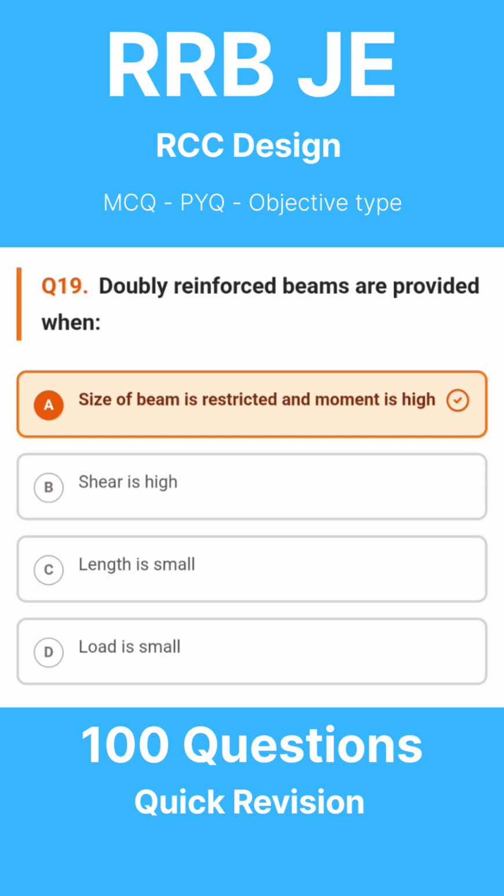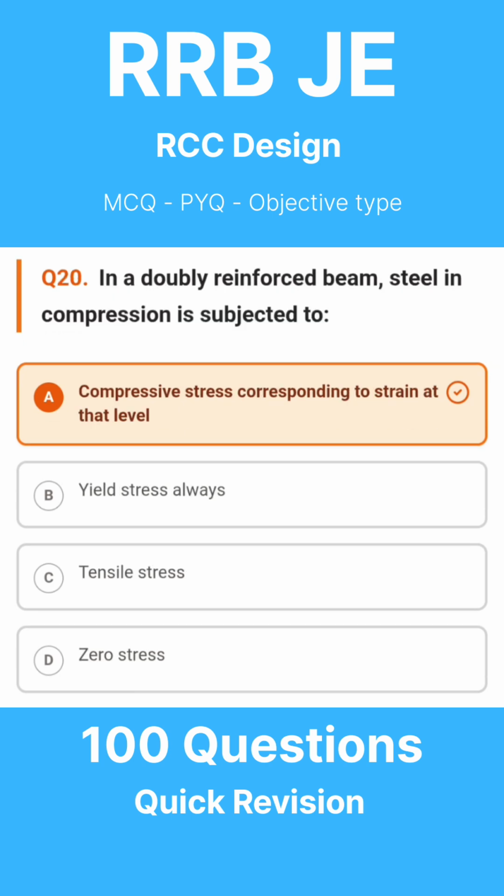Question 19. Doubly reinforced beams are provided when. The correct answer is size of beam is restricted and moment is high. Question 20. In a doubly reinforced beam, steel in compression is subjected to. The correct answer is compressive stress corresponding to strain at that level.